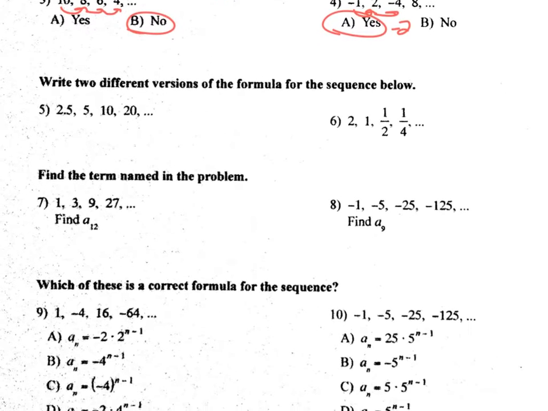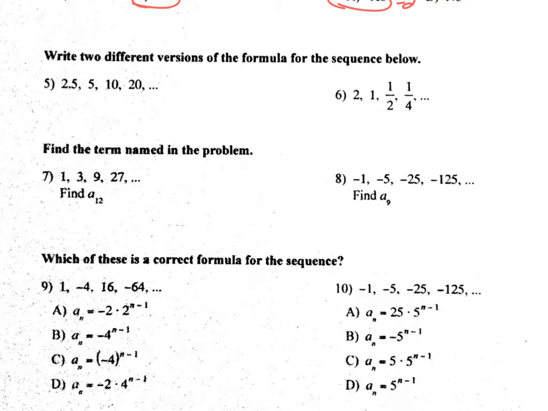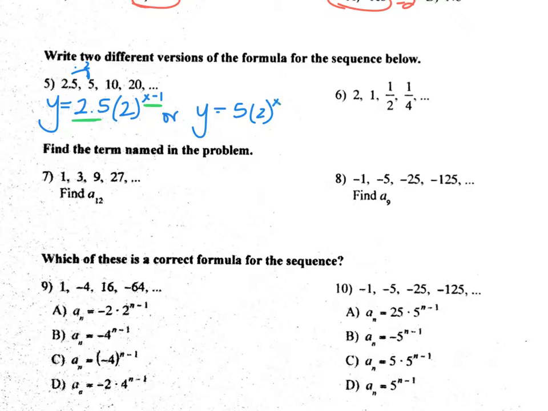All right, 2 different versions of the formula for the sequence below. What I mean by that is just write the same type of formula, but using different values. So for example, question 5, I see that the common ratio here is times 2. So I could write y equals 2.5 (2)^(x-1), and remember I'm doing that because this is the first term. Maybe another way to write that would be 5 times 2 to the x minus 2, because 5 is the second term.